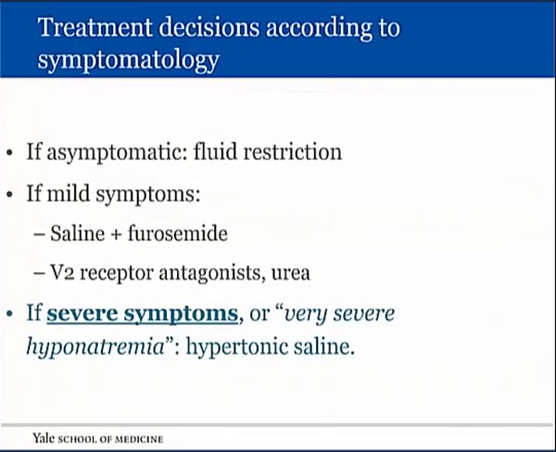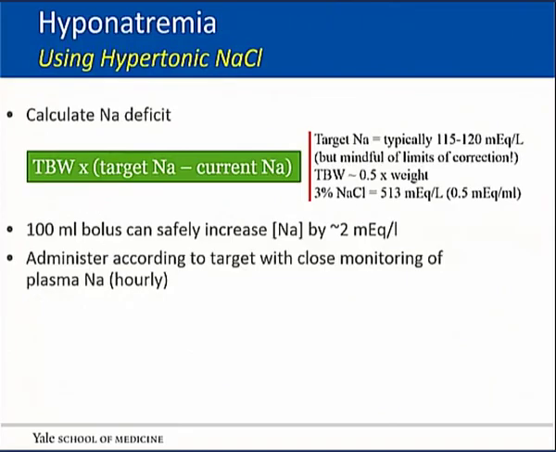And then finally, for severe symptoms or very severe hyponatremia, which we could arbitrarily call below 115, then hypertonic saline. This slide gives you a guide of how to dose hypertonic saline. You need to decide what your target sodium is, and then just calculate how much you're going to give per hour. Like I mentioned, a bolus is often enough to take you out of trouble, and you may not even need to give anything else afterwards. But no matter what you decide to do, the most important thing is to monitor the sodium closely.